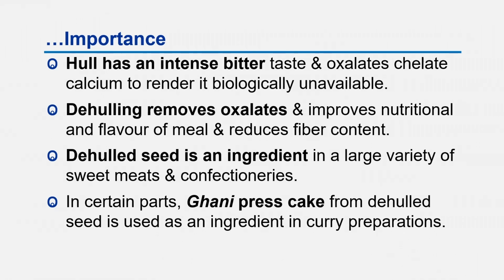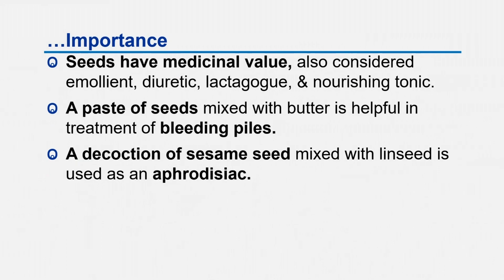Dehulled seed is an ingredient in a large variety of sweetmeats and confectionaries, quite commonly used across the world. In certain parts, ghani press cake from dehulled seed is used as an ingredient in curry preparations. Seeds have medicinal value also and are considered emollient, diuretic, lactagogue and nourishing tonic. A paste of seeds mixed with butter is helpful in treatment of bleeding piles. A decoction of sesame seed mixed with linseed is used as an aphrodisiac.